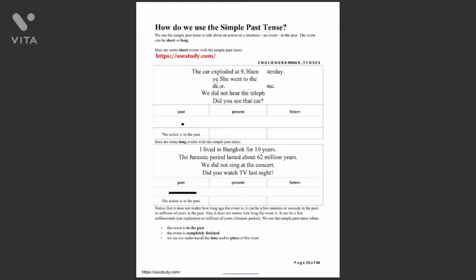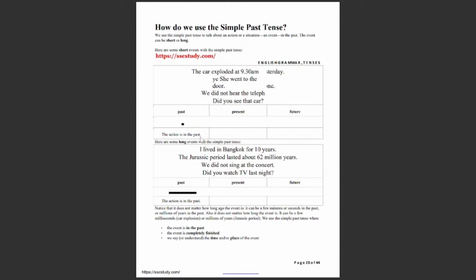See, the sentences which I read now all happened in the past. The action is in the past. The car exploded at 9:30 yesterday, which means it's in the past. She went to the door, it's in the past. We did not hear the telephone. Did you see the car? That all happened in the past.